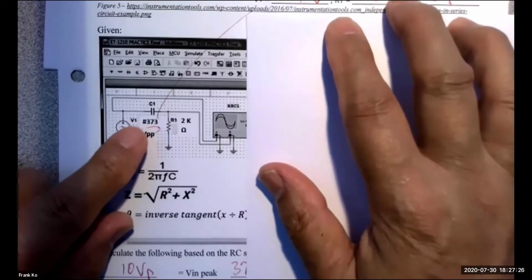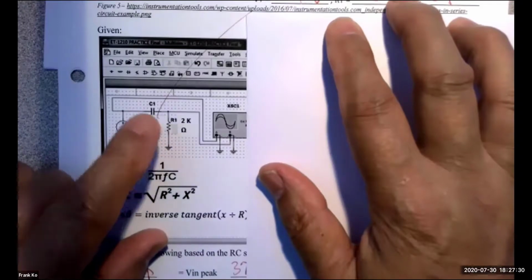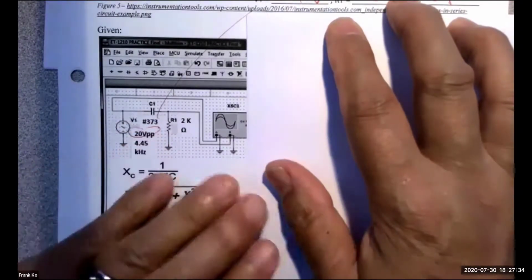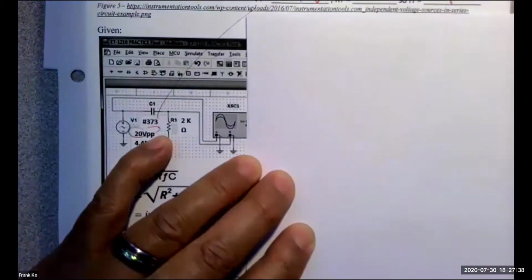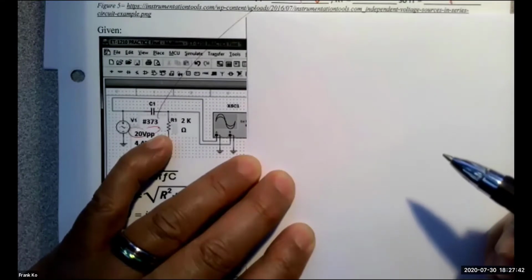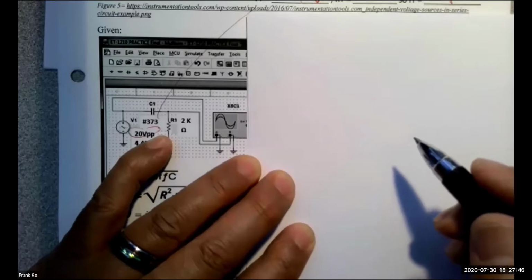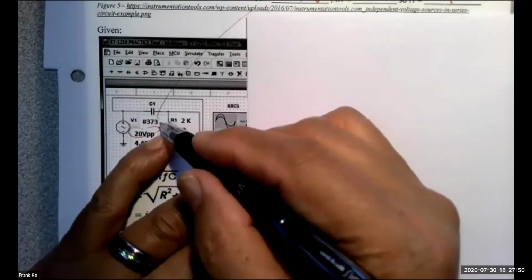So you are shown a 373. How do you decode 373 into a capacitance value? Frank Sepulveda, how do we do this? Francisco, I know you're there. How do we do 373 into a capacitance value?